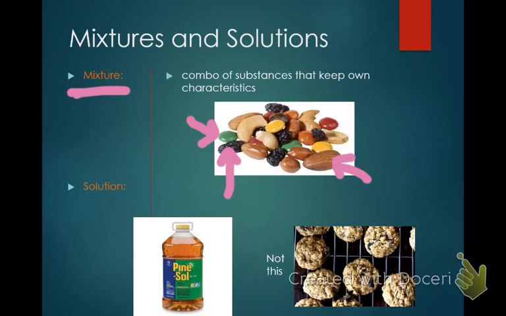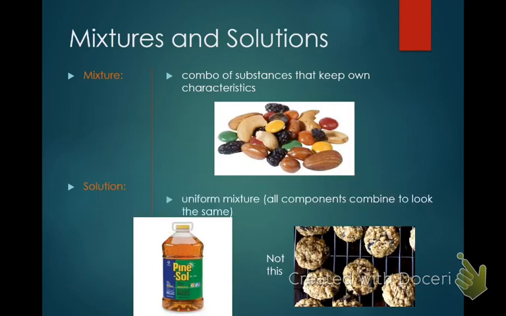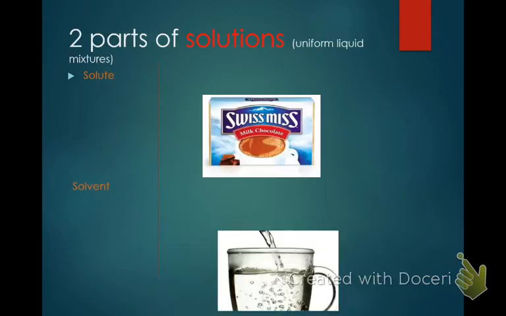And solutions are liquid mixtures. Okay? A solution is a liquid mixture. So we would not say that this cookie, in biology, we would not say this cookie is a solution. It has to be liquid, which also includes gases, technically. Okay?